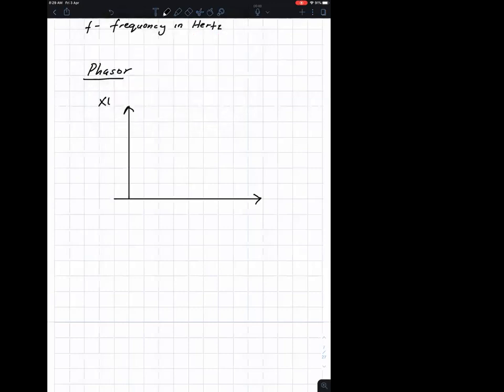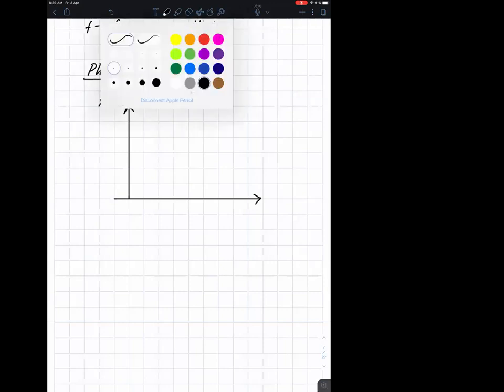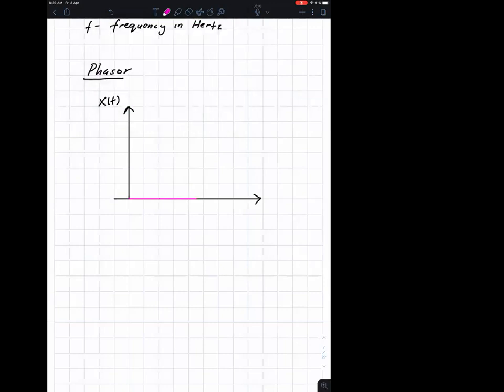Okay, this is your time domain, for example, and then you have the time axis, right? But here in the phasor, we don't have a time axis. It's amplitude, maximum amplitude. The maximum amplitude in cosine is A.